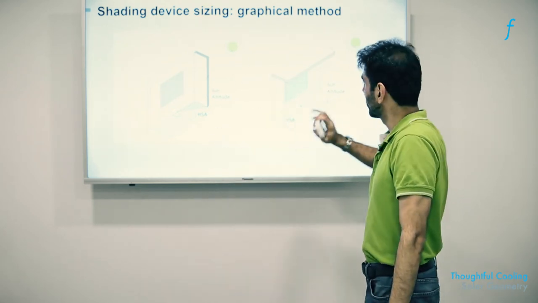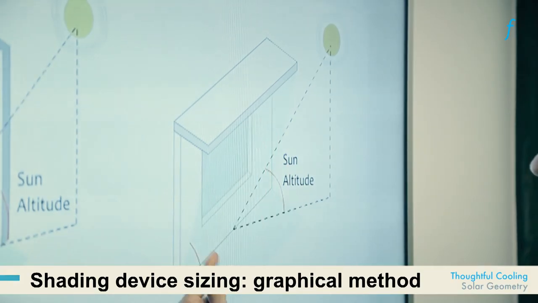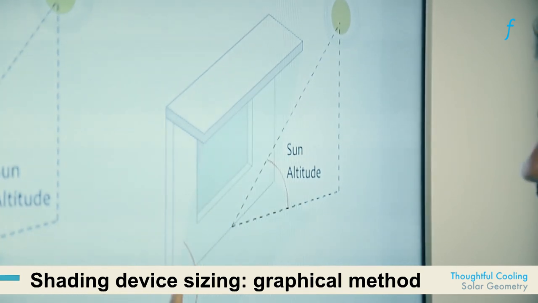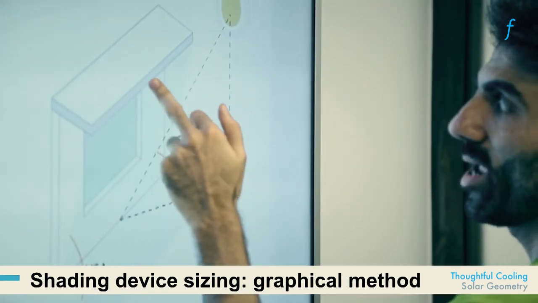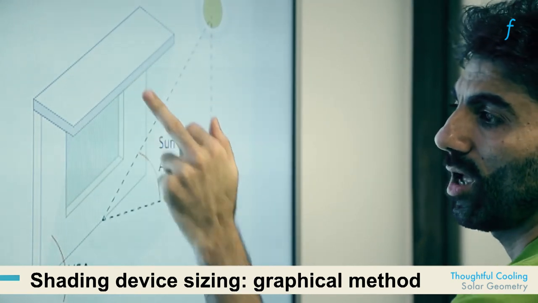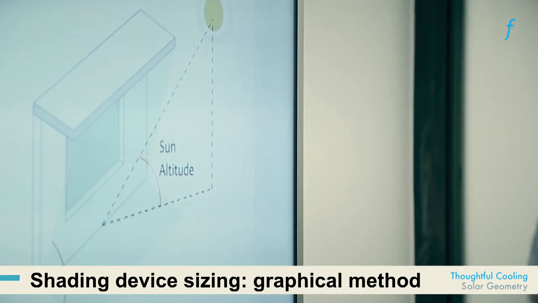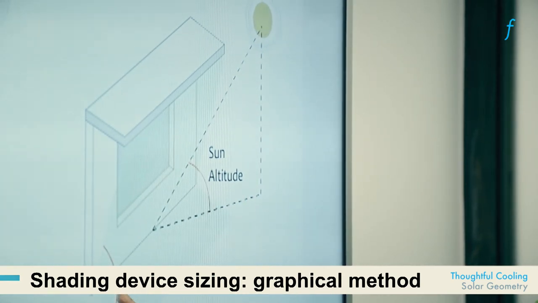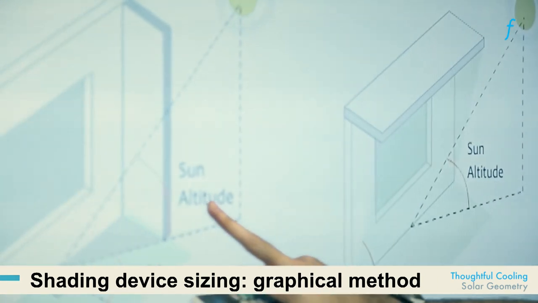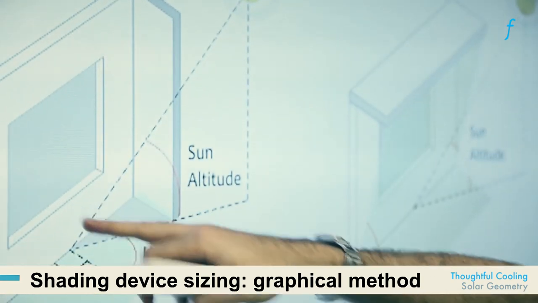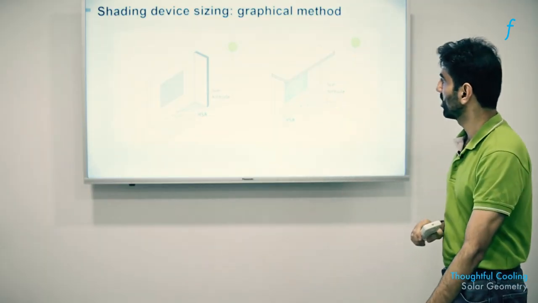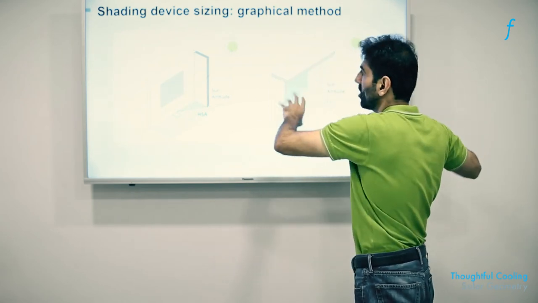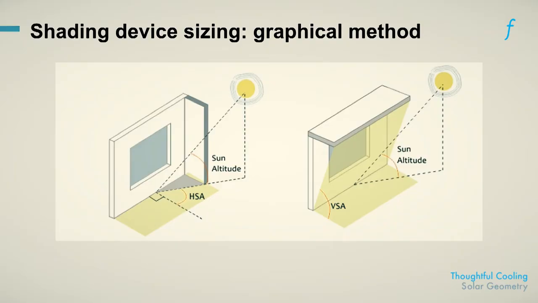So this is what I need. One part of the equation. The second thing that I need to know is what's called the vertical shading angle, right? Not the sun altitude, but the vertical shading angle, which means the angle the sun would make if it was at noon above my location. What is that angle the sun would make? That's called the vertical shading angle. Using the vertical shading angle, horizontal shading angle, sun altitude, and the window azimuth, I will be able to calculate the width or the depth for either a vertical or a horizontal shading device.